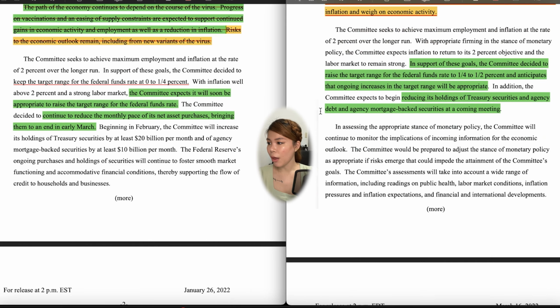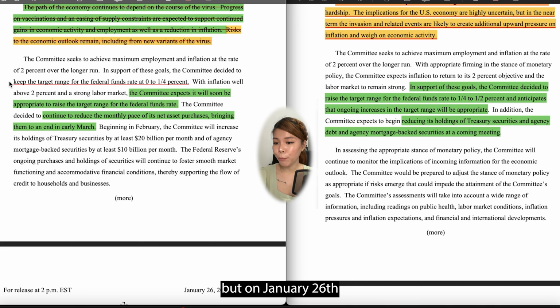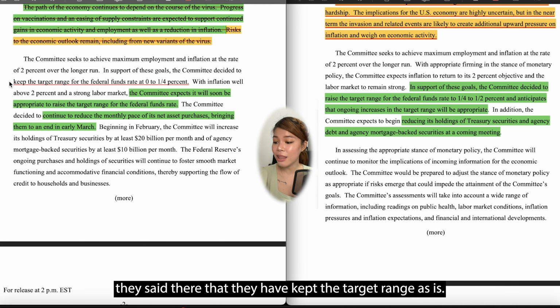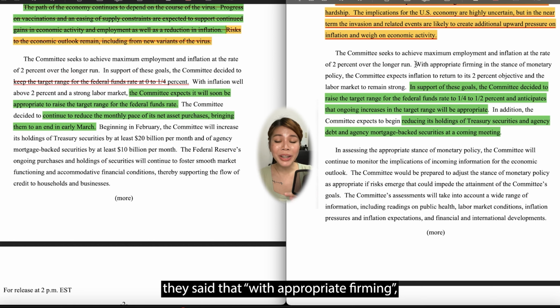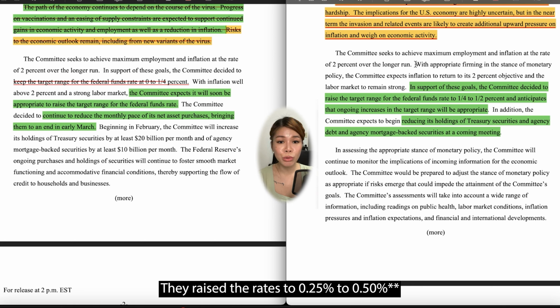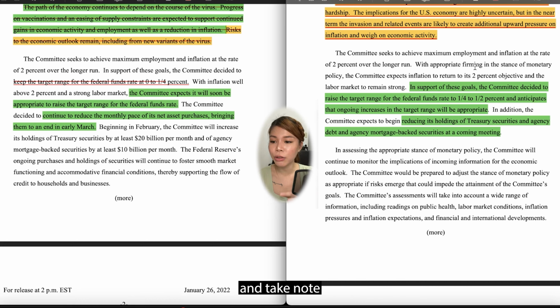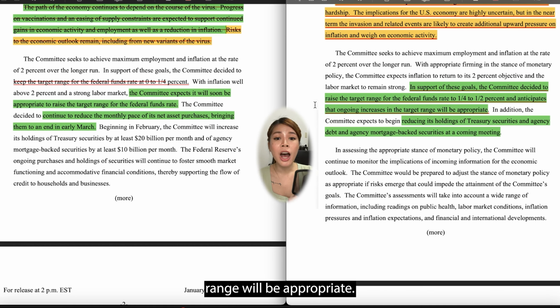And then, for the next part, the next sentence is the same, but on January 26, they said that they have kept the target range as is. But on March 16, they said that with appropriate firming. See the word firming. So they are actually firming the monetary policy. They are moving away from QE. They raised the rates to 0.25%. And take note, it anticipates that ongoing increases in the target range will be appropriate.